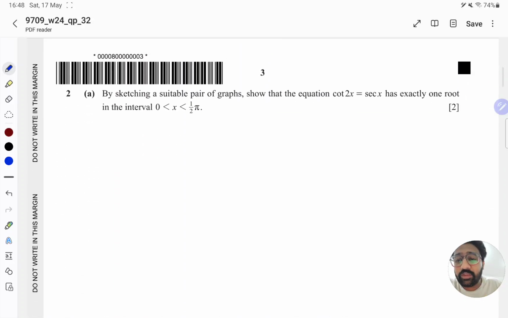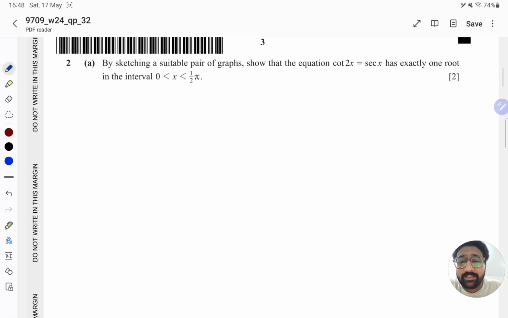Now let's move to the next question, question number 2. For question number 2, it says that by sketching a suitable pair of graphs, show the equation cot 2x is equal to secant x has exactly one root. So for that purpose, we know that this is the first equation. I will make the graphs first separately for both of them, and then I will combine them together so that we can see that the intersection of the two graphs is only 1. That means that they have just one root.